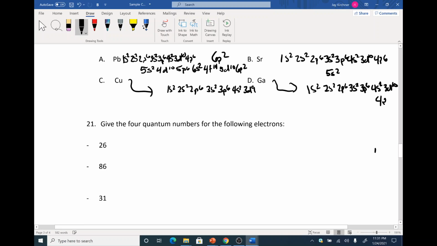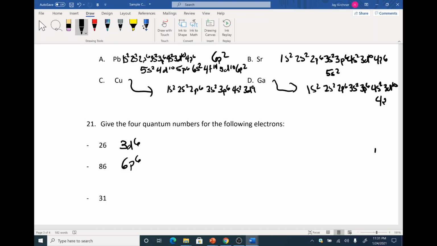Okay, you guys were good at this, by the way. 26. What do we do again? We write down the terminal electron of 26. I'm looking at that in the periodic table right now. 1, 2, 3, 4, 5, 6. I got it as 3d6. Electron number 86 is, make sure I see this right, is actually 6p6.